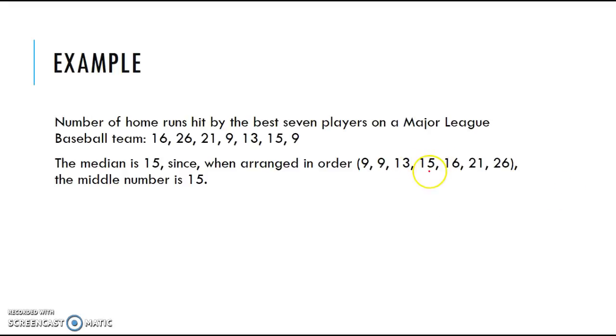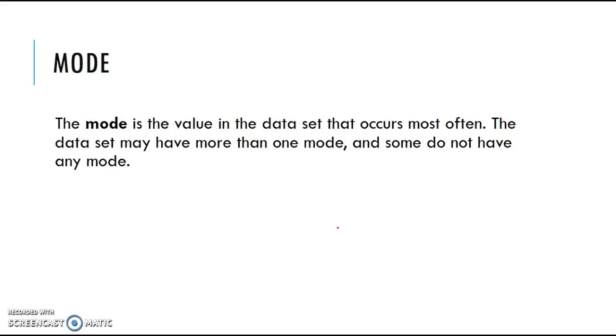Because we have an exact center, if we were to add another number here at the end and make that an even number, then our center lies between 15 and 16, and that makes 15.5. The average of those two, the mean of those two, is our new value.